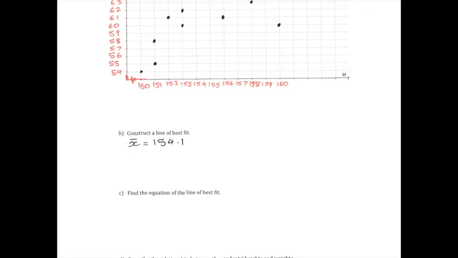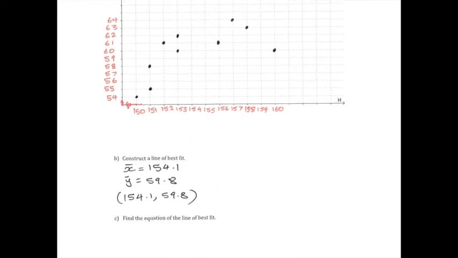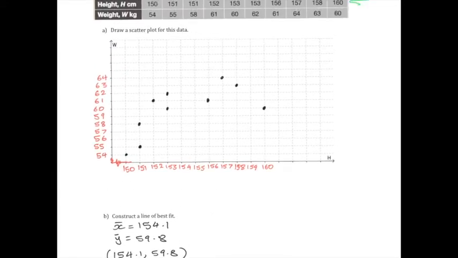Thank you. And the mean for y was 59.8. So that means our line of best fit needs to go through the point 154.1, 59.8, and we can only really approximate that on our graph. Is everyone cool so far? So I might draw that. It's about there-ish. What do you think?